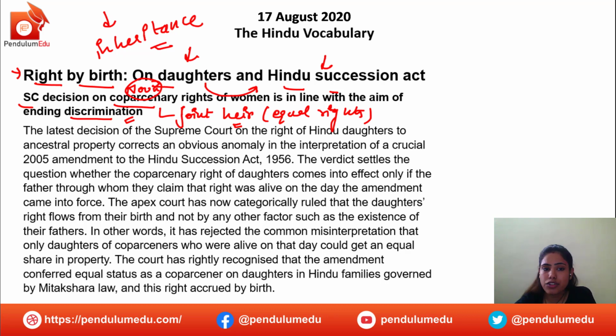The latest decision of the Supreme Court on the right of Hindu daughters to ancestral property. Ancestral is an adjective, that is belonging to ancestors or forefathers.